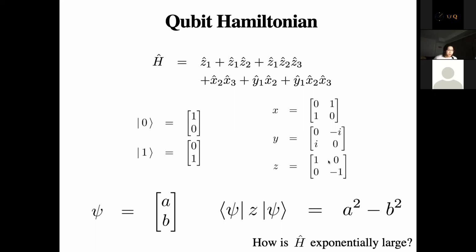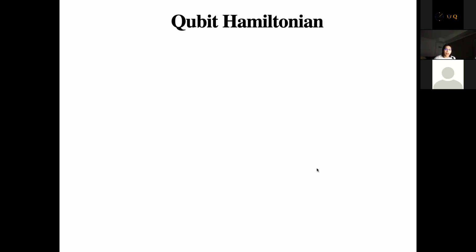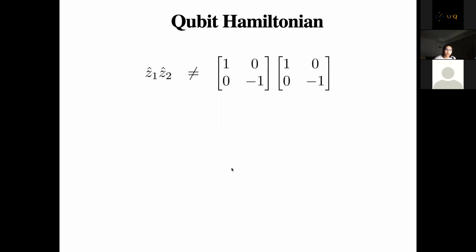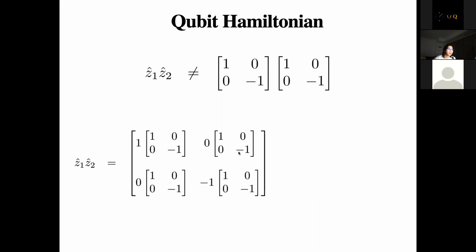There's one thing we haven't addressed: how is the Hamiltonian exponentially large when we're just talking about 2 by 2 matrices? Well, we have to look at one of the terms of the Hamiltonian. Say Z1, Z2. Z1, Z2 isn't actually just a product of 2 by 2 matrices. You couldn't use matrix multiplication to represent this relation. What you will have to do is something we call the Kronecker product.